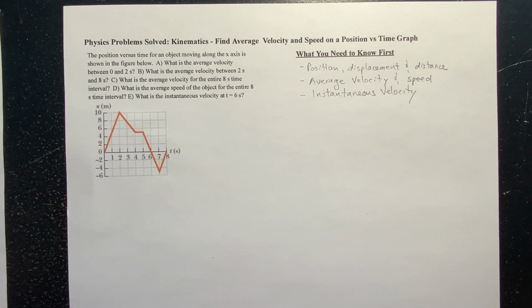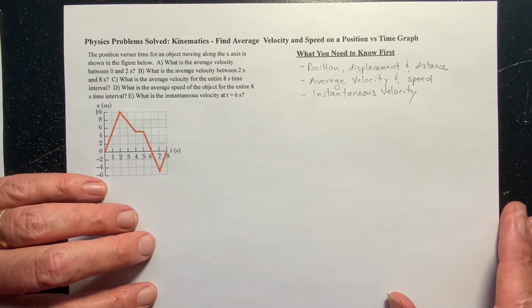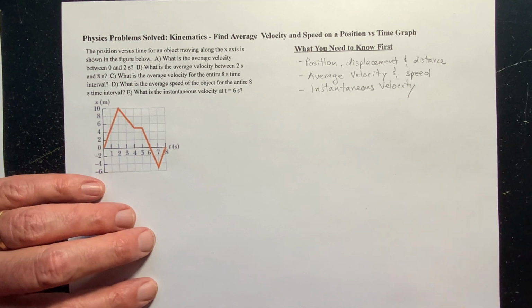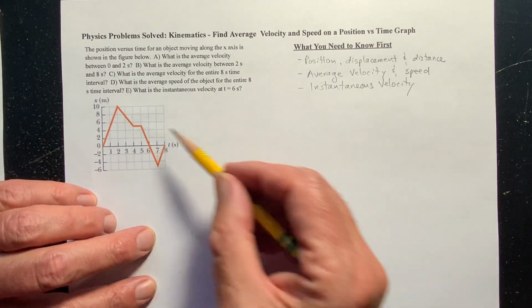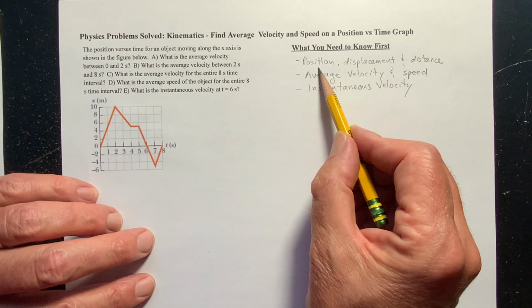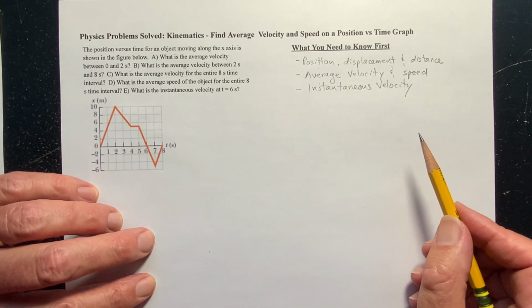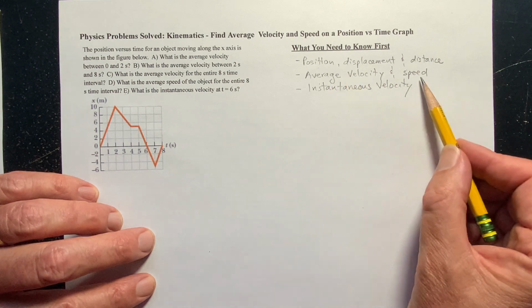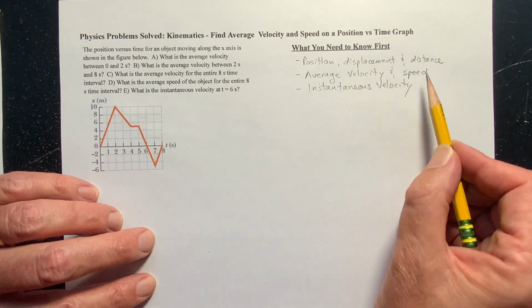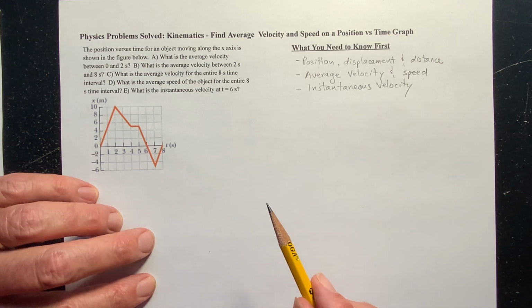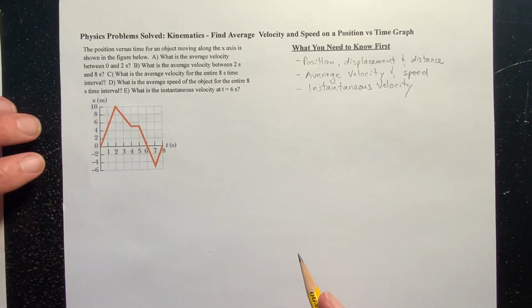So anyway, let's get to today's problem. This is a very beginning of physics problem. If you're taking an introductory course in physics, this might be the first homework problem you get. The concepts we're going to be using are position, displacement, and distance. These have three different meanings. We're going to deal with average velocity and average speed. There's a difference between these two. And then we'll talk about instantaneous velocity a little bit here.